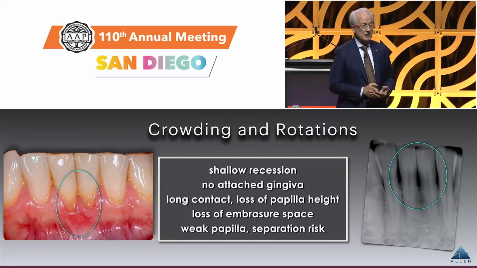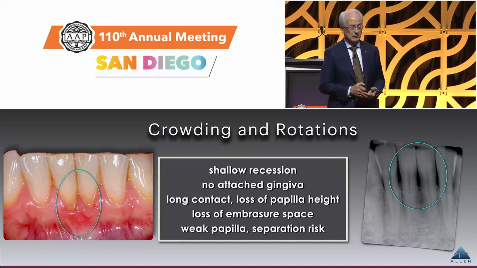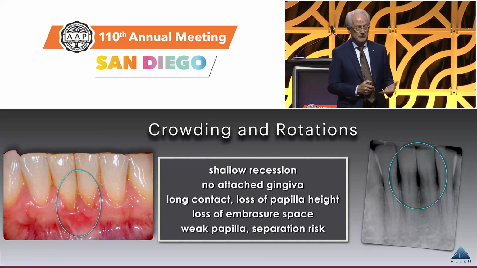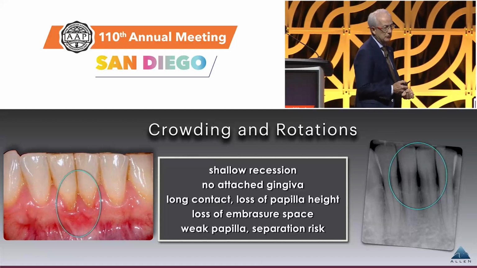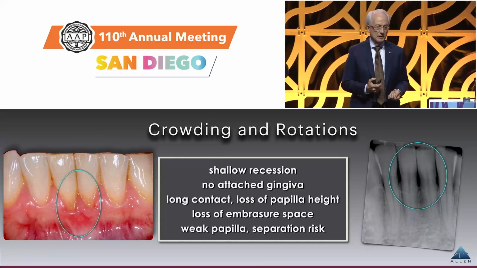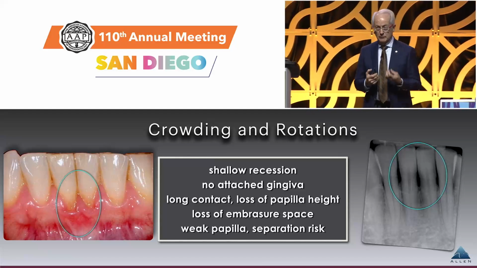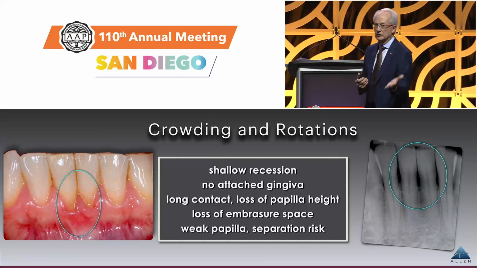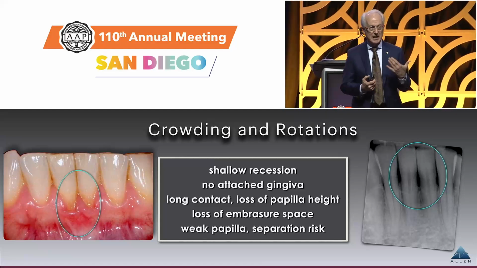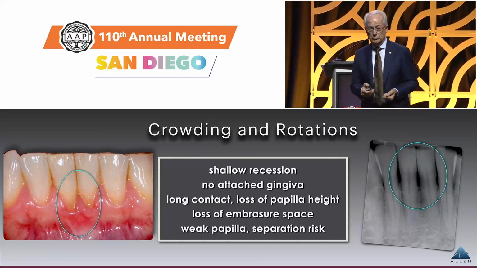So let's look at crowding, last case on this topic. And if you have a problem like this, recession on the two centrals, they're in close proximity, not much space for that papilla. If you try to elevate that papilla from the crest, it's just going to separate. And now you have a flap in the worst area where there's the greatest retraction.